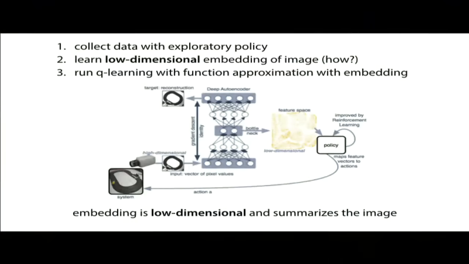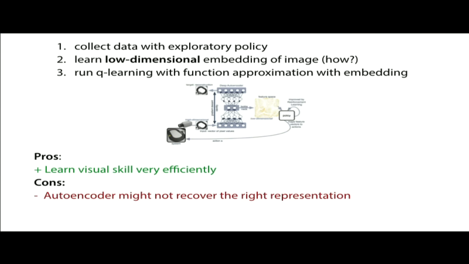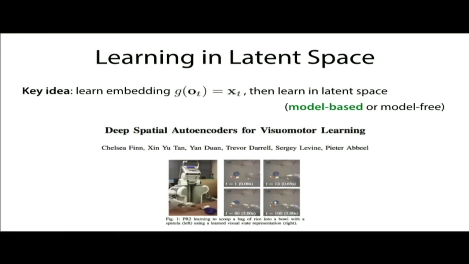Okay, so kind of the key takeaway here is that the embedding is low dimensional and summarizes the image. And because it's low dimensional, that makes the model-free method much faster. Some of the pros of this paper are that it can learn the visual skill very, very efficiently using this low dimensional embedding. The cons are that the autoencoder might not necessarily recover the right representation, and it's not necessarily suitable for model-based methods, as I'll talk about next.